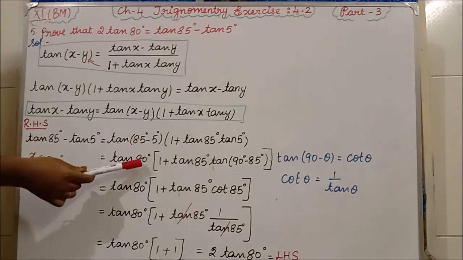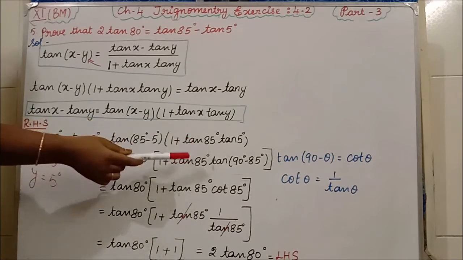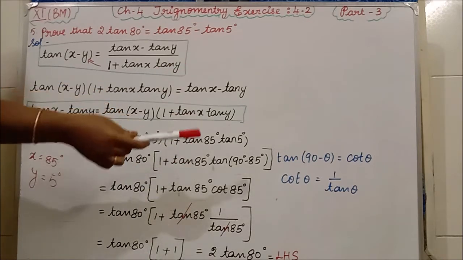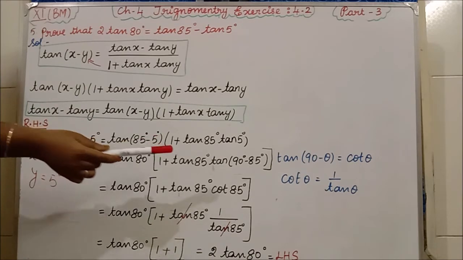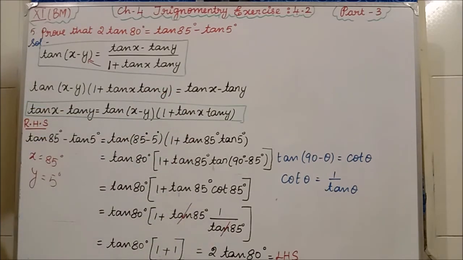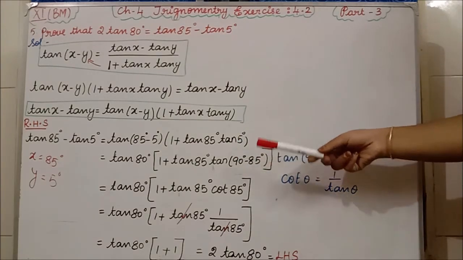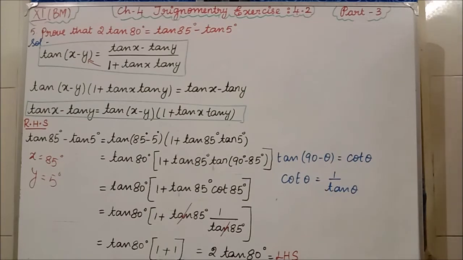Tan(85 minus 5) is tan 80 degree. The bracket 1 plus tan 85 degree. The tan 5 degree, how I am converting means tan(90 degree minus 85 degree) I am writing. Clear? The next step, if you see, tan 80 degree I am writing as such. Bracket 1 plus tan 85 degree cot 85 degree I am writing. Why I am writing tan(90 degree minus 85 degree)? Why I am writing cot 85 degree?